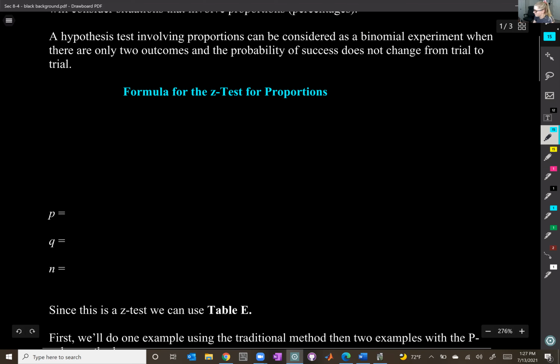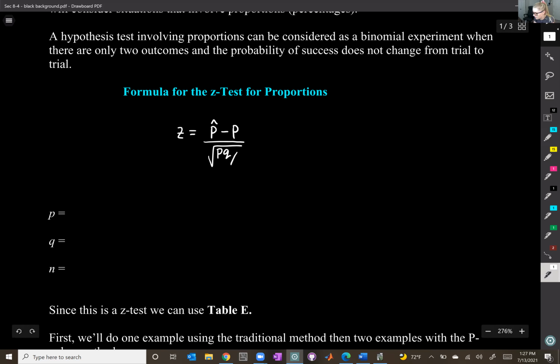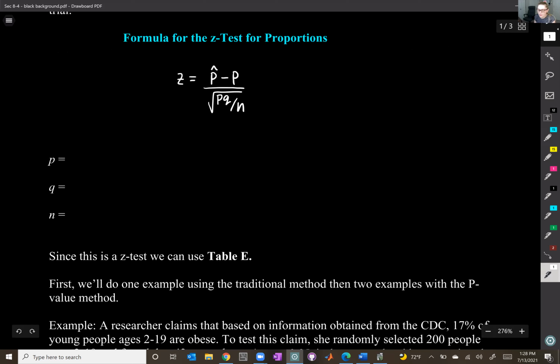Okay. So it is z equals p hat minus p, and hopefully some of these look familiar, divided by the square root of p times q divided by n. All right, well, let's identify what everything is here.